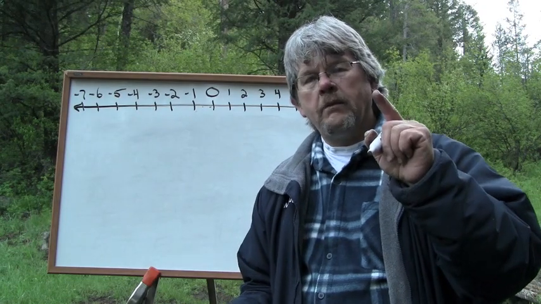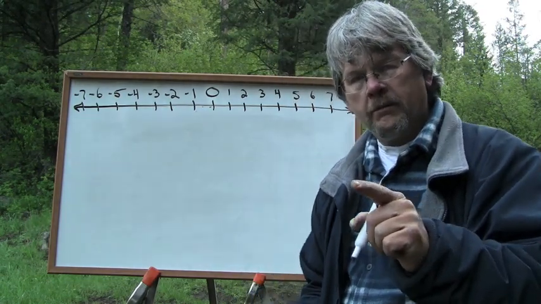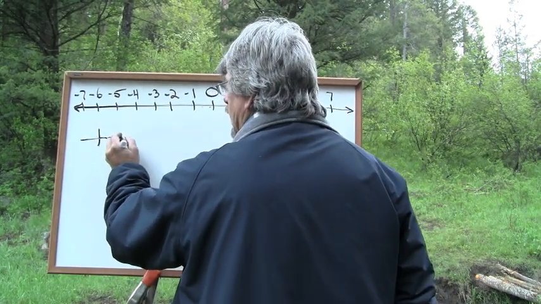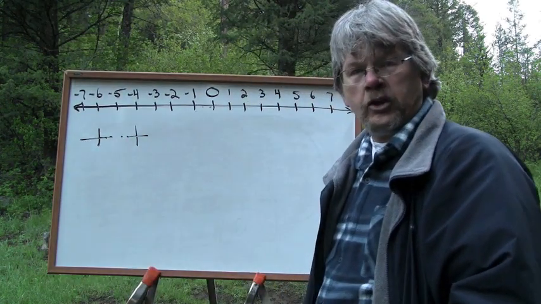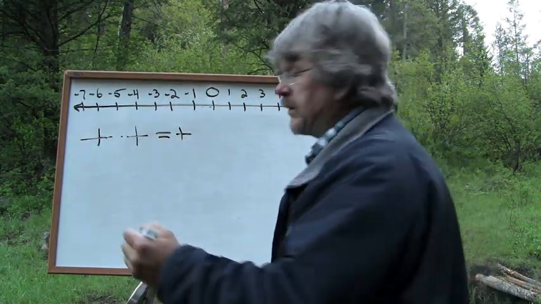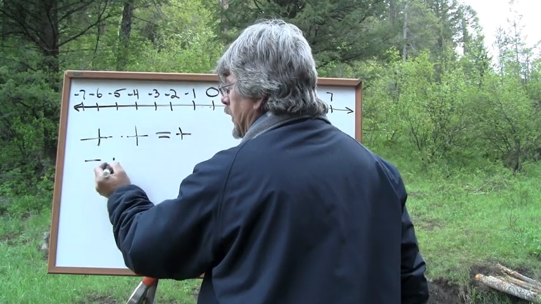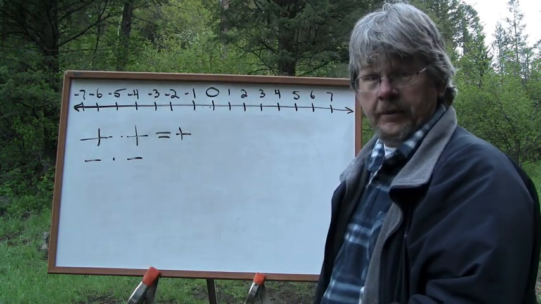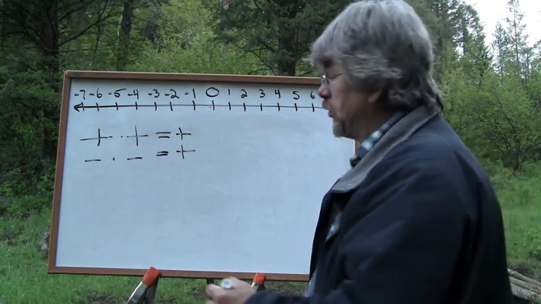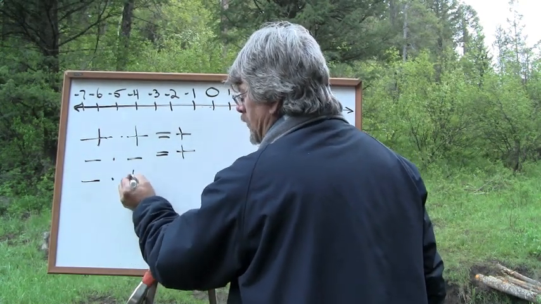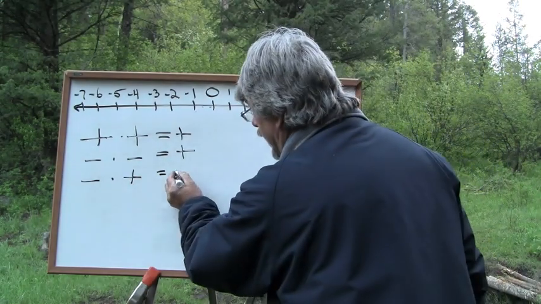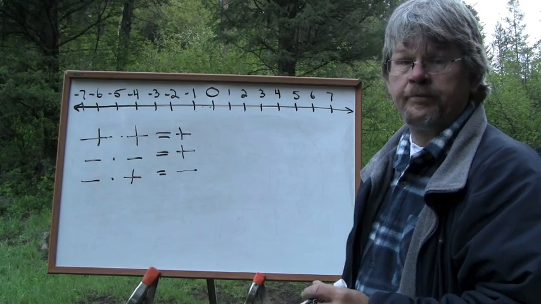When we multiply positive and negative, when you multiply a positive by a positive, you always get a positive. When you multiply a negative by a negative, it always is positive. And when you multiply a negative by a positive, it always equals a negative.